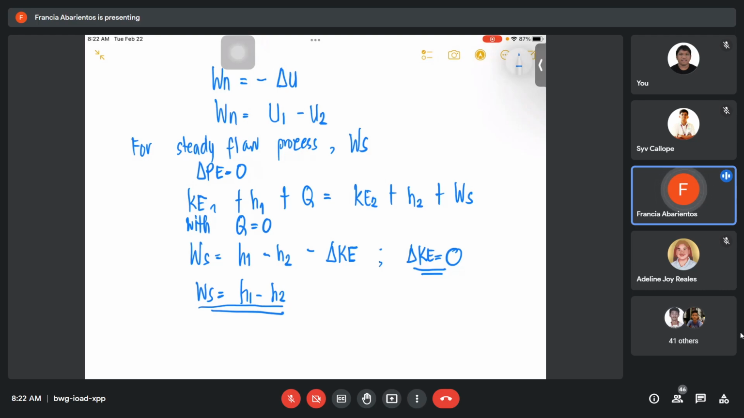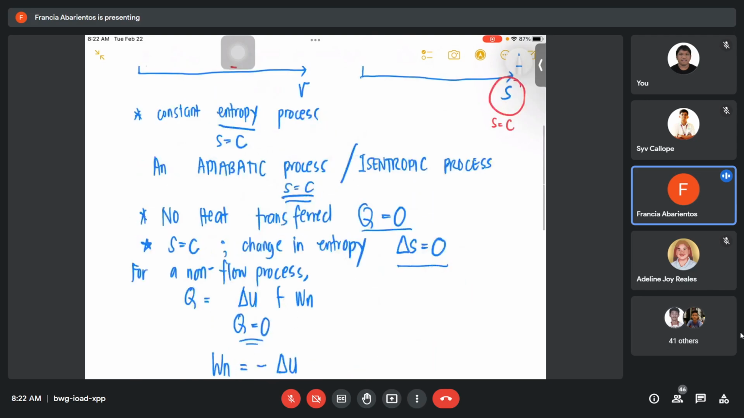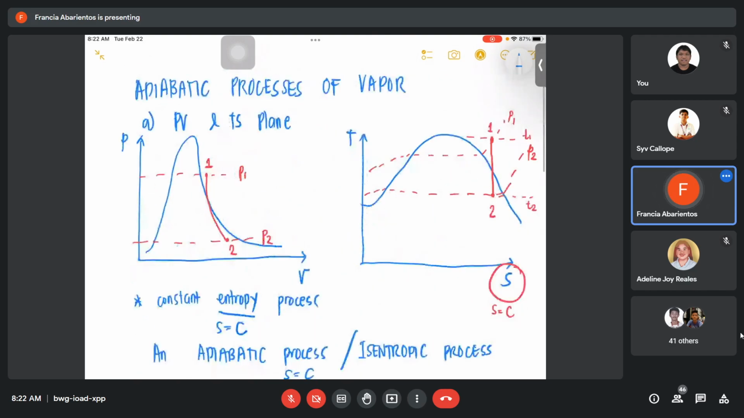How about the irreversible process? So, this class, this is the reversible process.